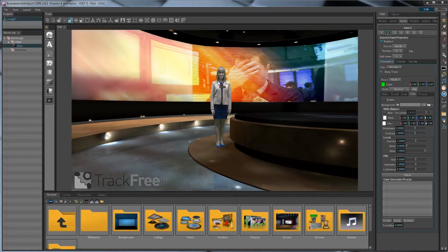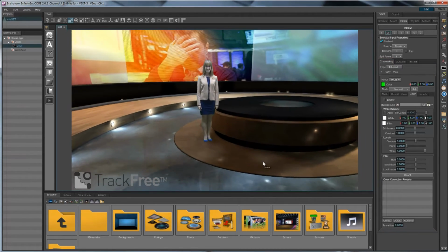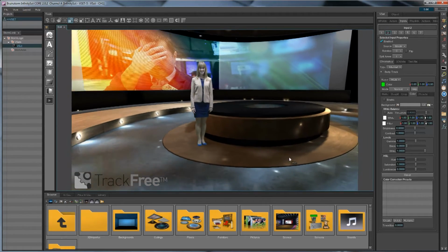Why is Infinity Set so unique? What makes TrackFree so much more than a trackless solution in the market? This is a sticker. This is a technique we use for trackless environment, so that we know that when we move the camera, the talent will always look at us.